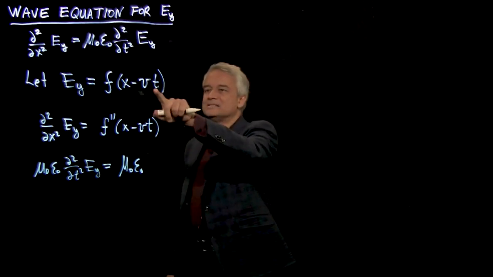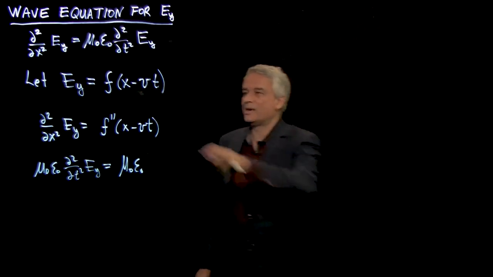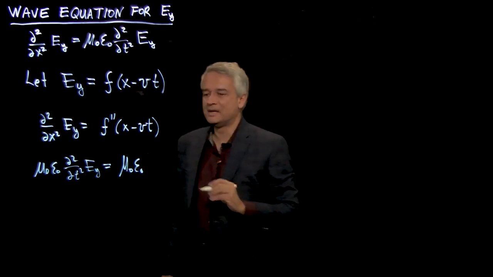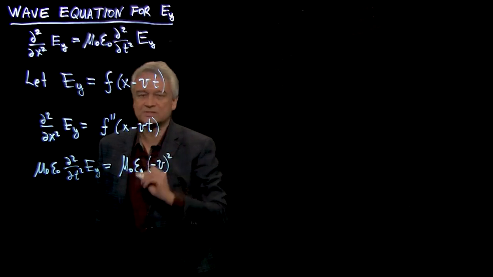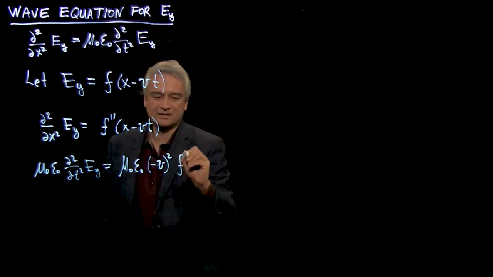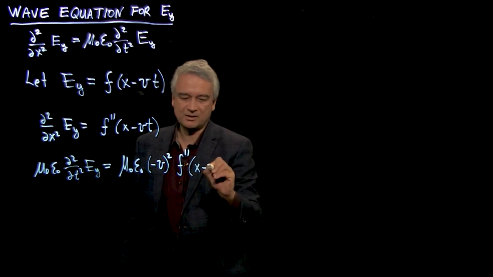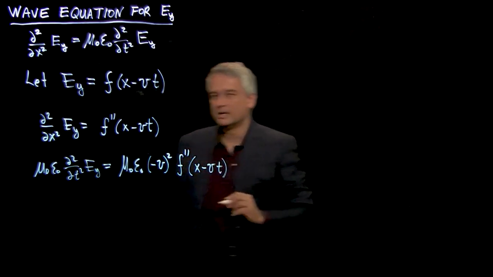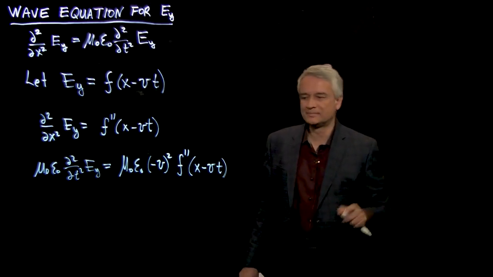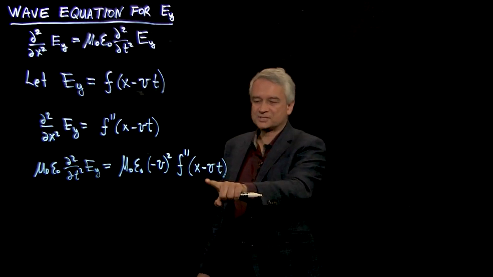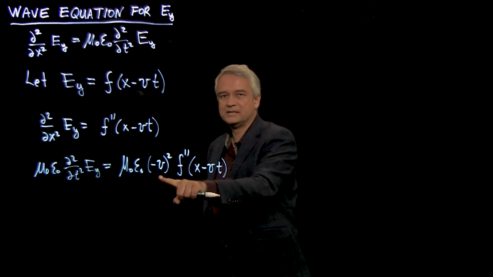But now the way t is sitting here, it's multiplied by minus v. So according to the chain rule from calculus, when I differentiate this twice with respect to time, I'm going to get 2 powers of minus v. So I get minus v quantity squared times the second derivative of this function evaluated at the argument x minus vt. So I have a function f, it has an argument, differentiate with respect to that argument twice, evaluate the new function that I just got, evaluate it at x minus vt, and multiply by minus v twice.